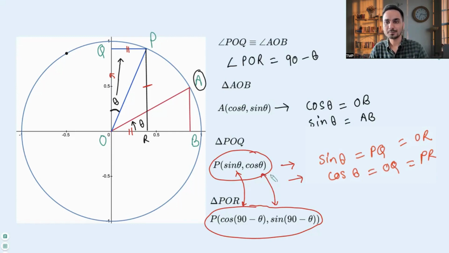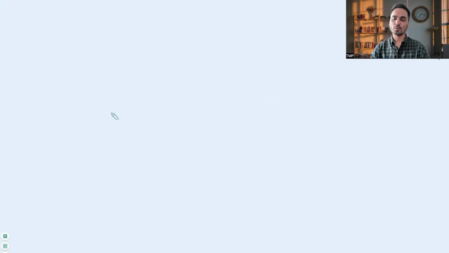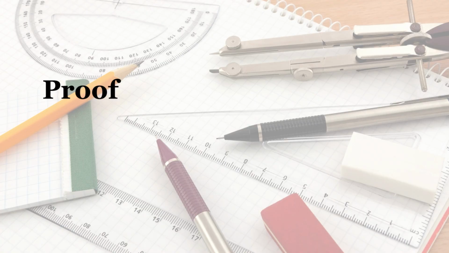In a similar manner, we can prove the 90 plus theta, 180 minus theta, 180 plus theta, 270 minus theta, 270 plus theta, and 360 plus or minus theta formulae. And let me give you another way of proving these formulae.